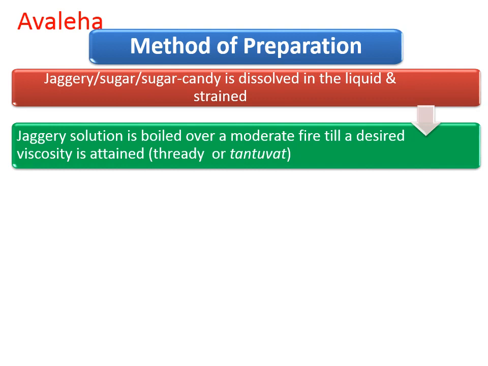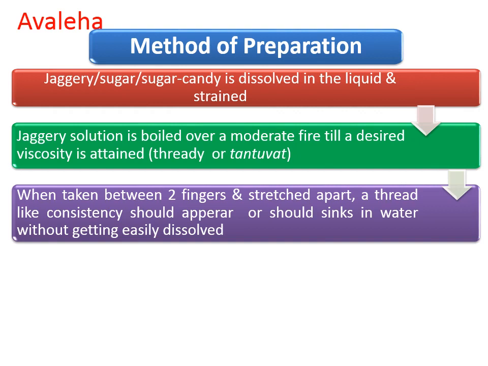This desired consistency can be checked by dipping two fingers, usually the thumb and index finger, in the cooled solution and stretching them apart. If a thread-like appearance or thready consistency is formed, then the heating of this jaggery solution is stopped. One more method to determine the attainment of viscosity is by adding one or two drops of the viscous solution in cold water. If the solution sinks in cold water without getting immediately dissolved, then the heating is stopped.